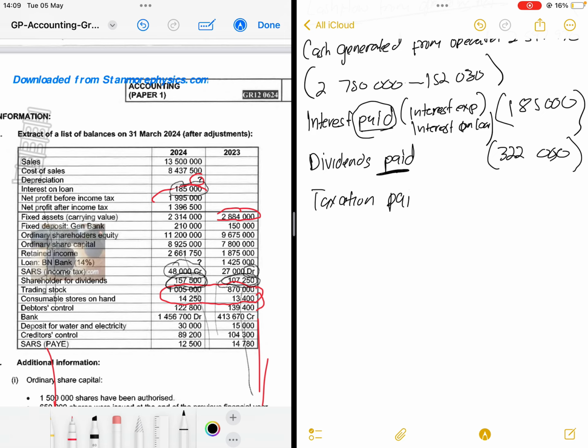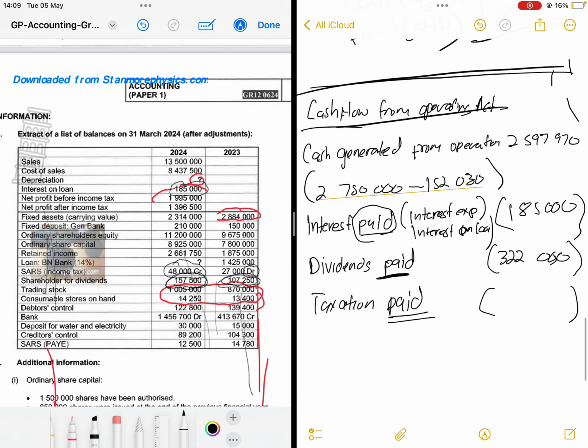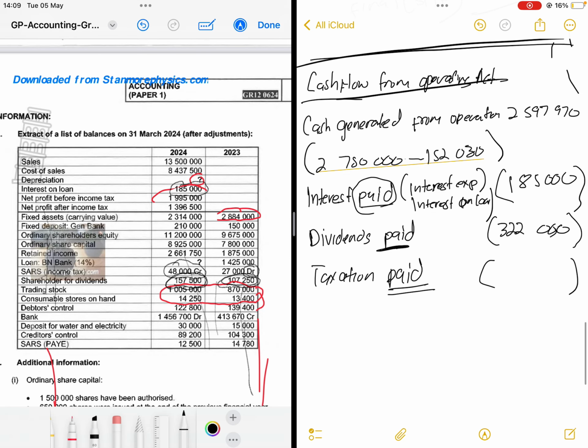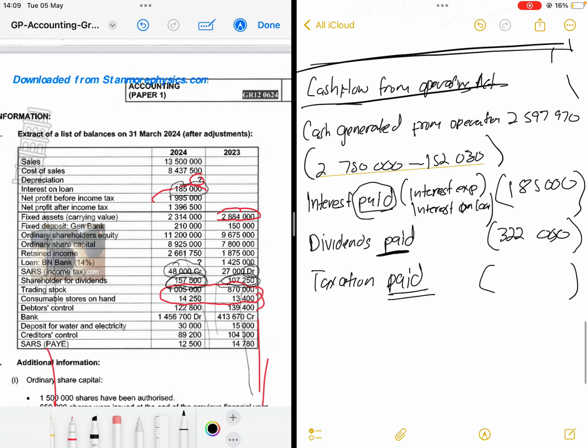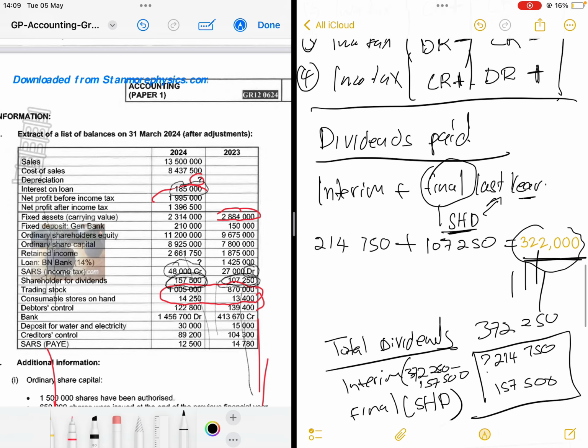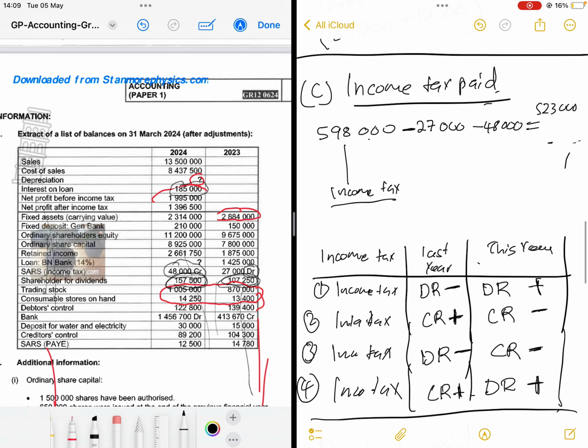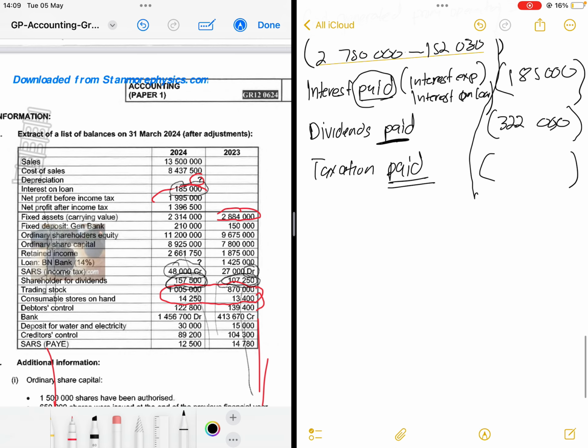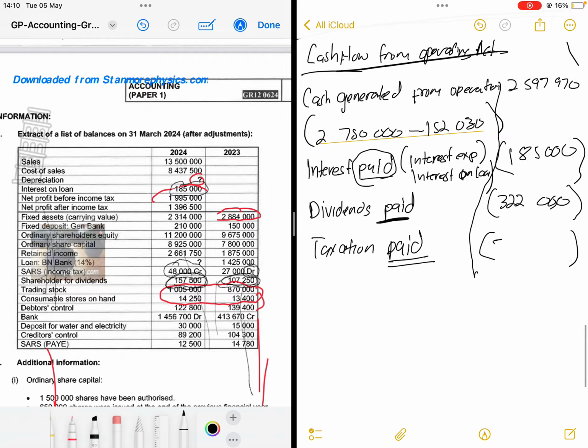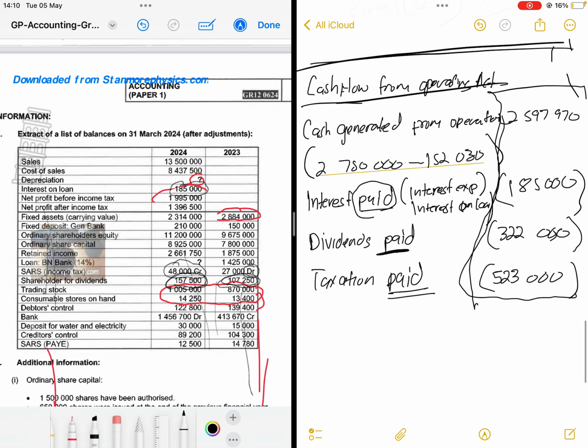Now, go to taxation paid. For the fact that it's paid, becomes what? Outflow. Clear? Now, what do I have now? My tax paid, it was these 523,000. So now I have to add my like terms and compare.